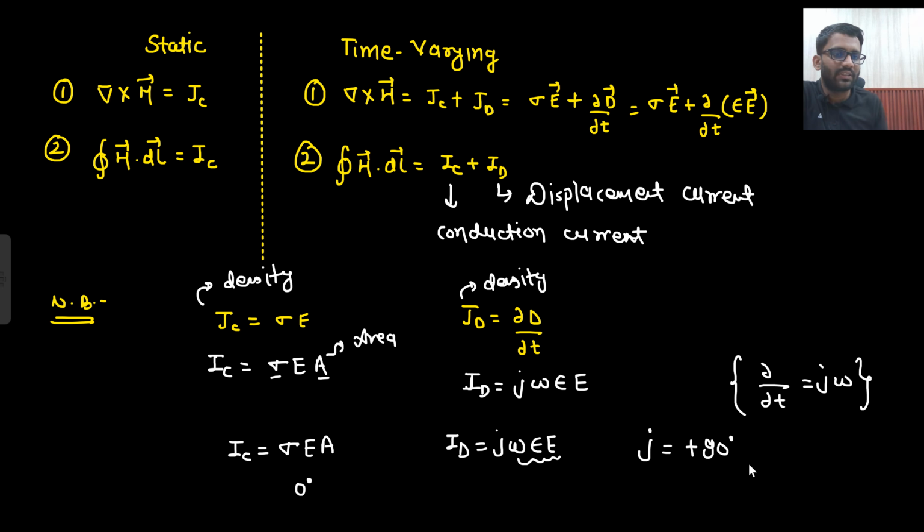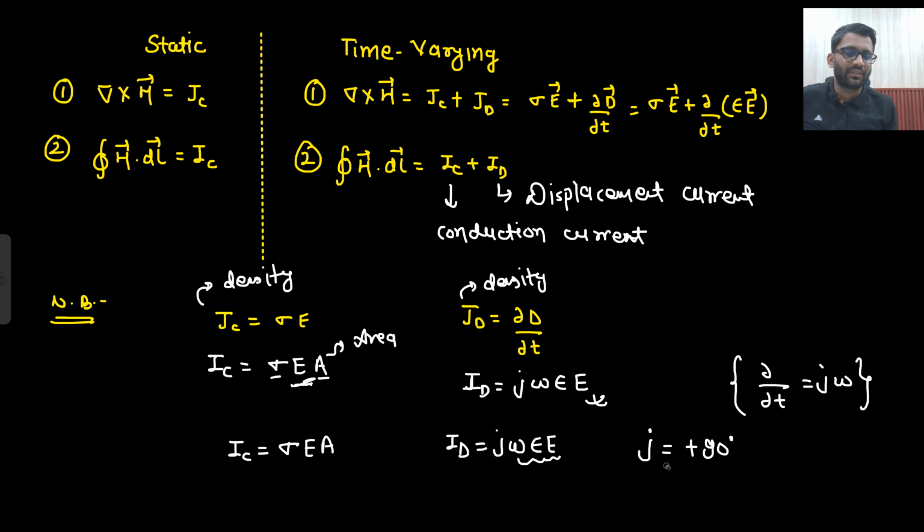I hope you know this kind of basic thing. j will give a phase of 90 degree. So ID will have a phase of 90 degree. So ID will lead IC by 90 degree, but only when both have the same electric field. That means both are in the influence of same electric field, then only it will happen. If the electric field is different for each, then you cannot say that it will lead by 90 degree. But if both are in the influence of the same electric field, then certainly your ID, your displacement current, will lead conduction current by 90 degree.